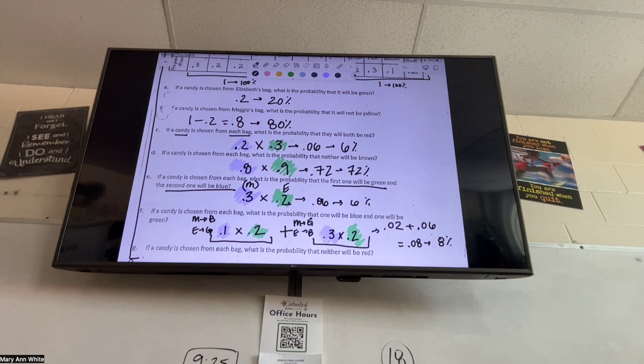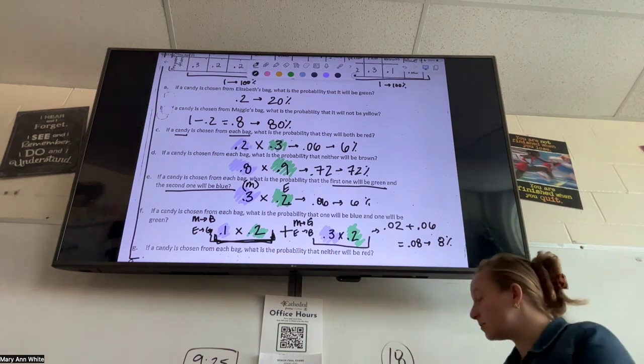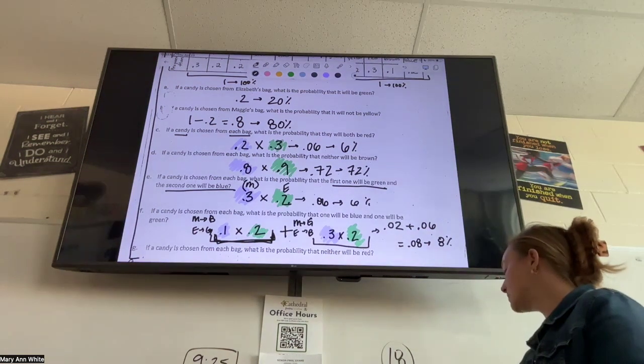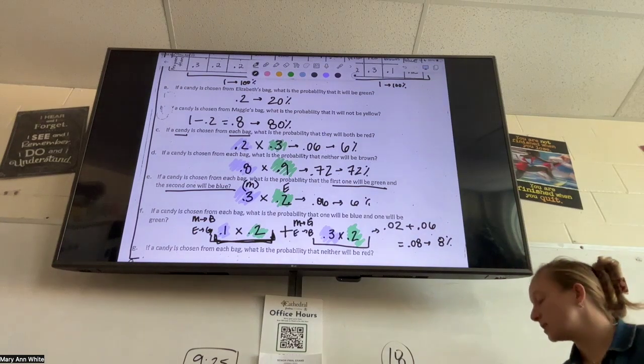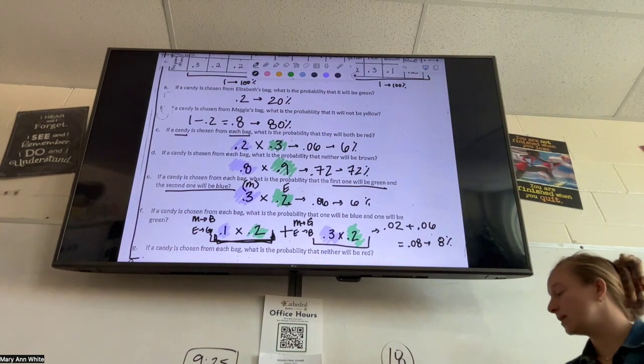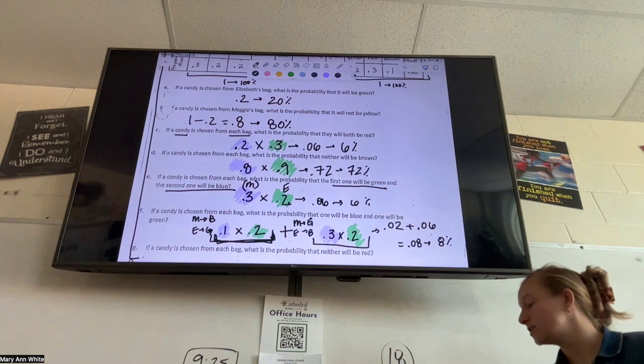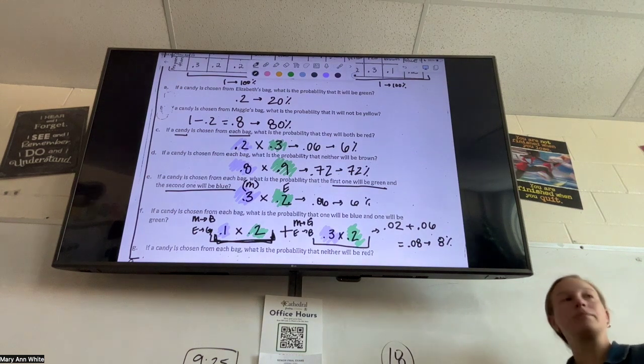Sydney? Why is it 0.02? So when you do 0.1 times 0.2, you get 0.02. When you multiply them, you can put it in your calculator, but when you multiply it out, 1 times 2 is 2, and then we've got 2 decimal places, so I can move it 1, 2. Yep.